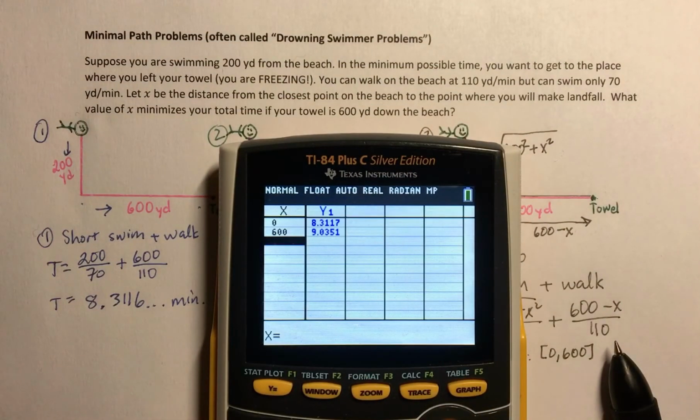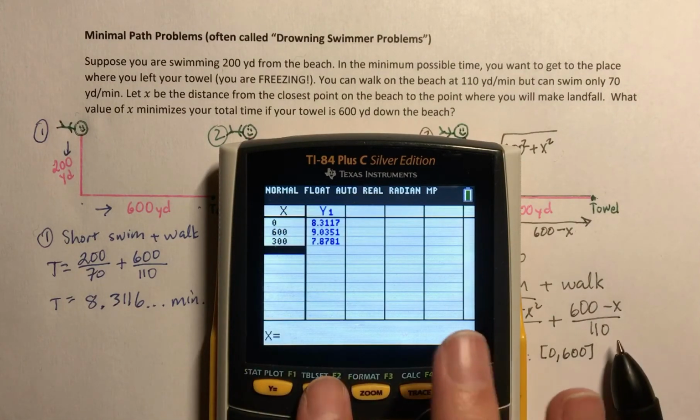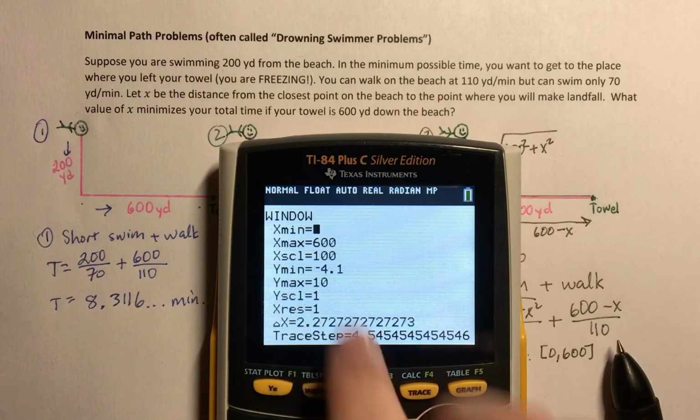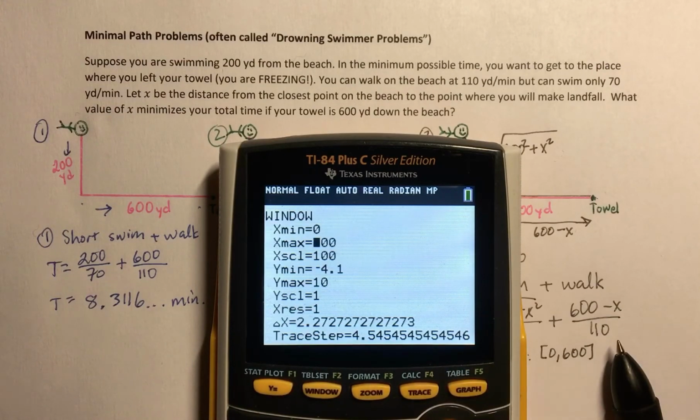So somewhere in between, it's got to be faster, we hope. So I'm just going to pick 300 because it's halfway between, and it is faster. I can use this to help me set my window. I'm going to do my window 0 to 600 for my x's, makes sense, right? And I have my y max at 10. I did my scale of 100. The scales, remember, don't really matter that much. You could even make scales of 0.